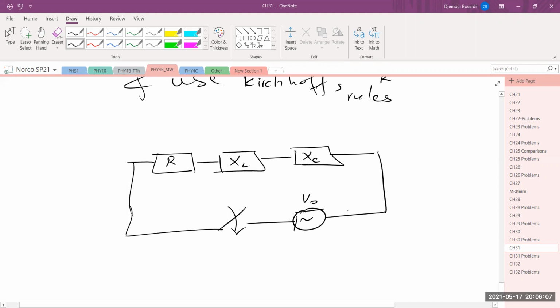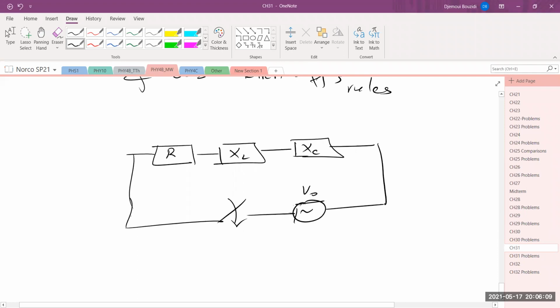And that's it. So now if you want to apply Kirchhoff's rule, you have a drop in voltage, which is Ri. You have a drop in voltage, which is XLI. You have a drop in voltage, which is XCI. And this is shifted by 90 degrees, and this is shifted down by 90 degrees, okay? So you can't just add them up like that, okay? You have to account for the fact that they are shifted.